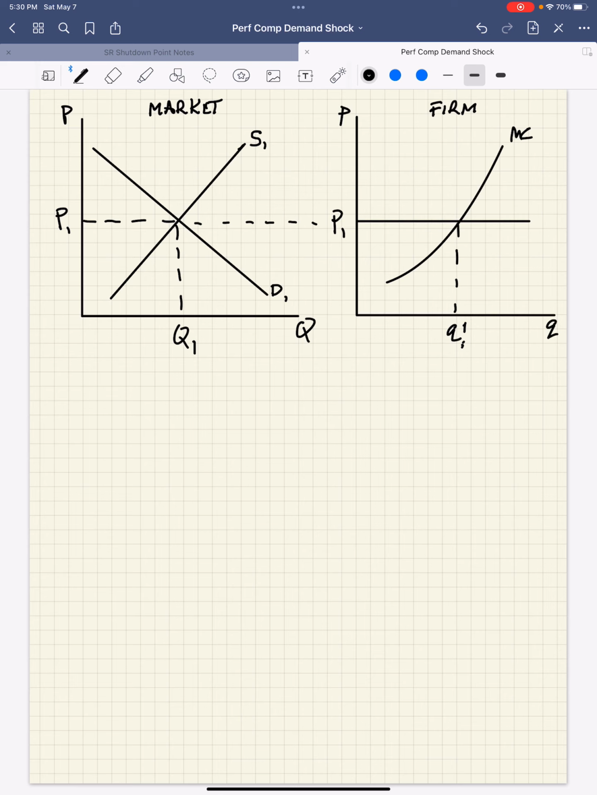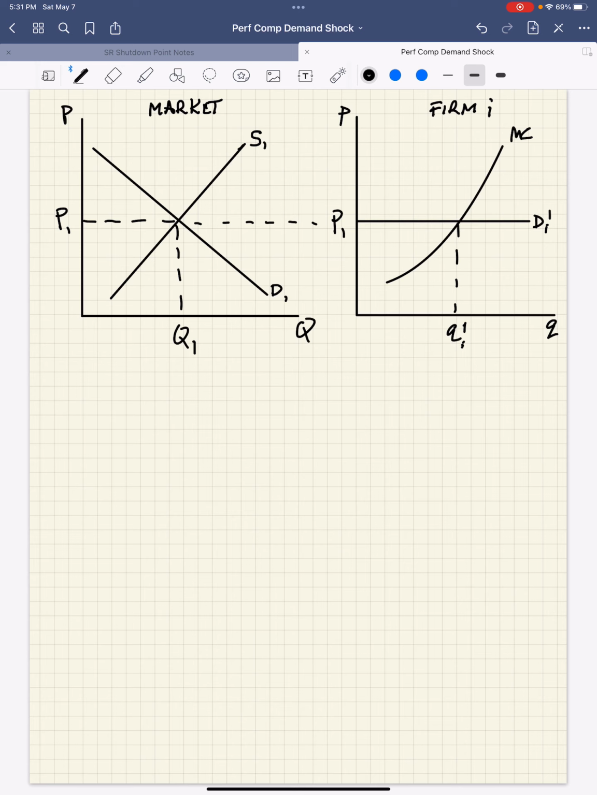So I'm going to call this firm i, one of many perfectly competitive firms. And we see their perfectly elastic demand curve at that price level P1. So we can label that D_i1. And that's also their marginal revenue. And we set marginal cost equal to marginal revenue to get their profit maximizing level of output.